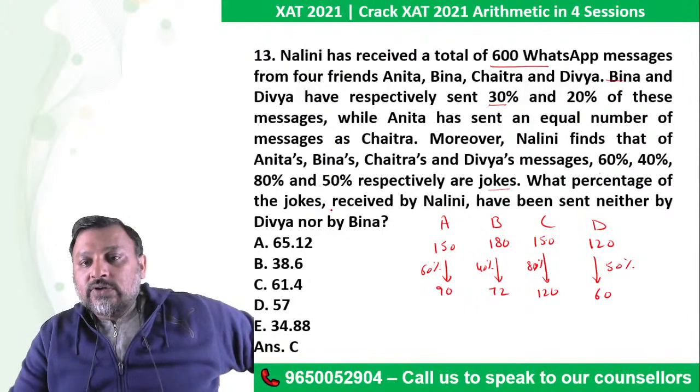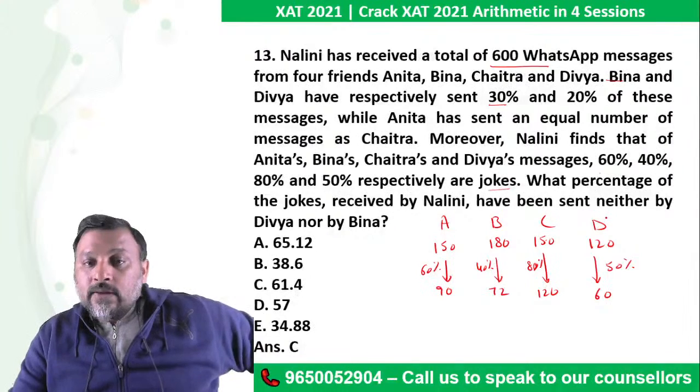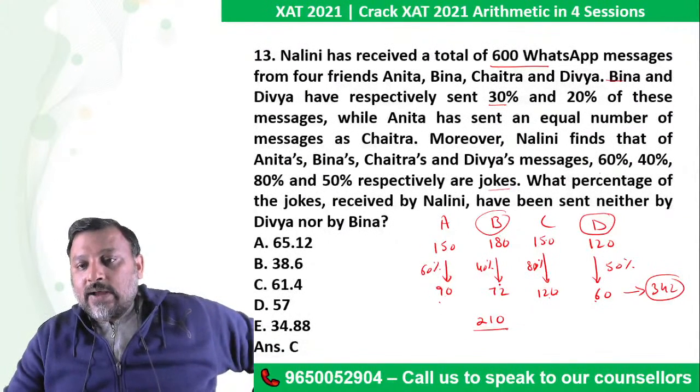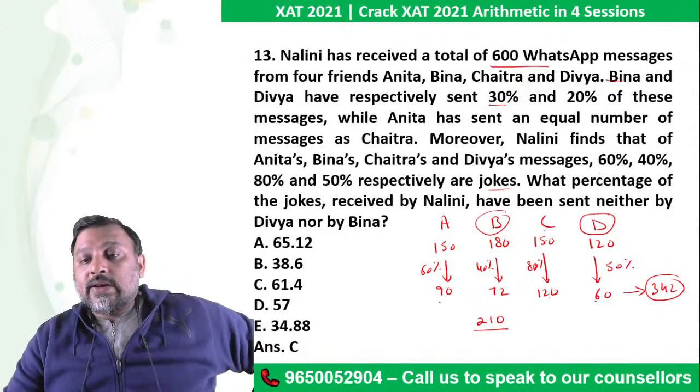What percentage of the jokes received by Nalini have been sent neither by Divya nor by Beena? Neither by Divya nor by Beena. So total jokes that she received is 210, 270 and 342. Out of which 90 and 120, that is 210, are sent by this Anita and Chaitra. That means not sent by either this Beena or Divya. So you just need to calculate this one.